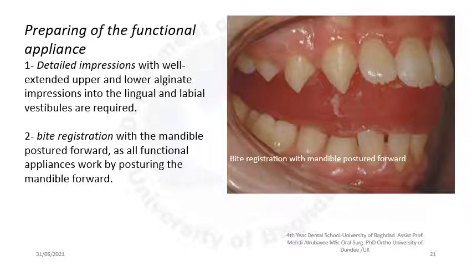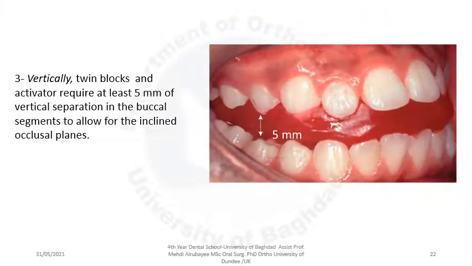How to prepare the functional appliance? First of all, as with all orthodontic appliances, a good impression should be taken, that is extended, including the vestibules and the teeth. Secondly, bite registration with the mandible postured forward, as we see in this figure. Here the patient is a severe or mild to moderate class 2 div 1 with proclined upper anterior teeth, but the mandible during bite registration should be postured forward. So all functional appliances work by posturing the mandible forward. Third, the vertical space between the upper incisor and lower incisor should be about 5 mm separated.